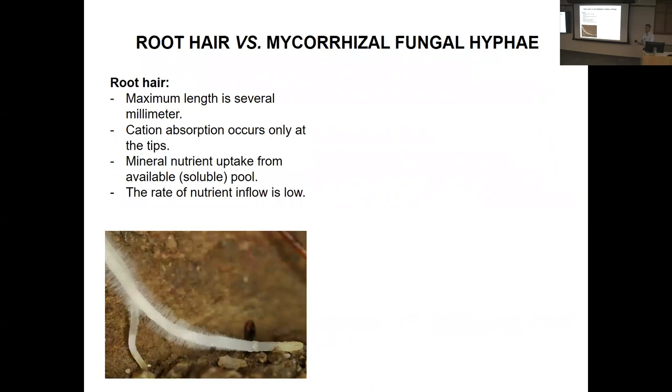And another important thing that we have to consider is that the nutrient uptake is normally from the available or easily soluble pool of the soil nutrients. And I'm going to talk a little bit about it in a minute. And because of this tiny absorption area at the root tips, the nutrient inflow into the roots is normally slower, much slower than the mycorrhizal hyphae.